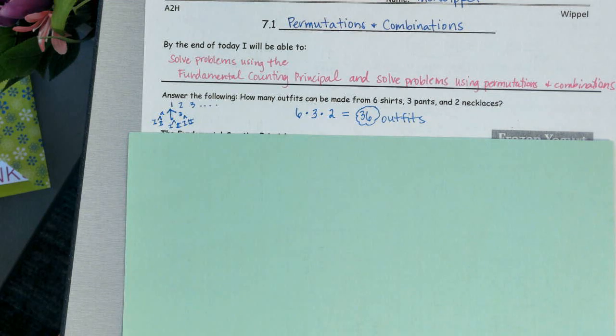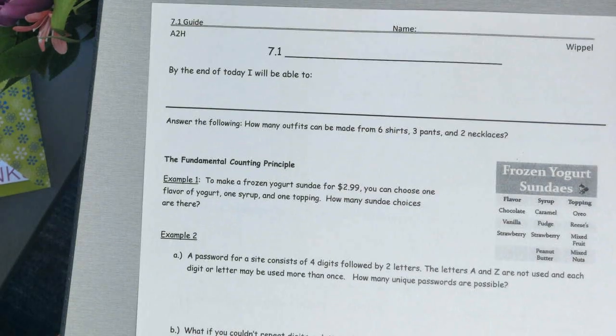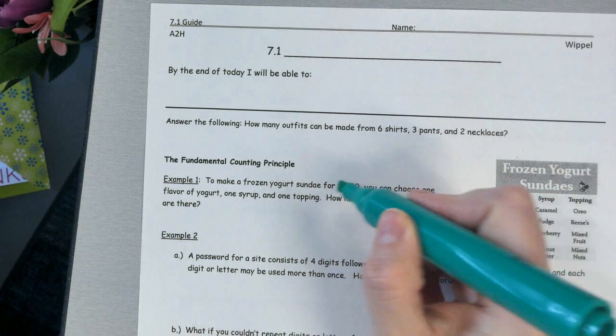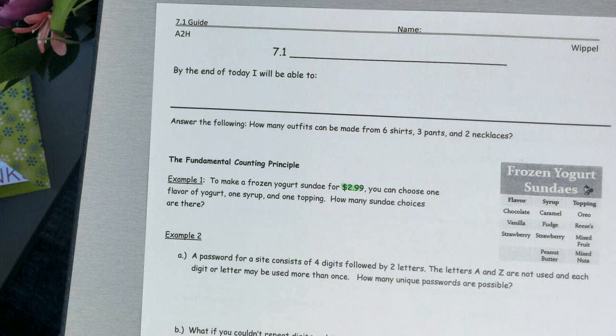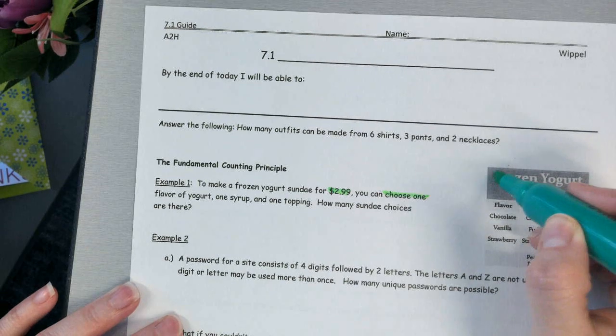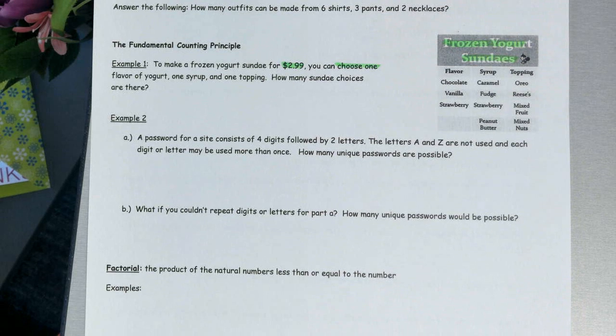Okay, so we're going to use the same principle to do example 1. So you are making a frozen yogurt sundae for $2.99, which is a steal of a deal. And then you can choose 1 flavor of yogurt, 1 syrup, and 1 topping. How many sundae choices are there? Okay, so you can choose 1 of each of these. And then this chart is going to give you the options.